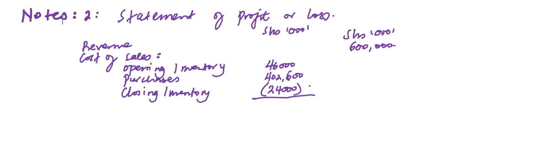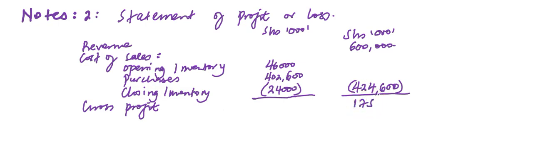How much is the cost of sales? So we get 46,000 plus 402,600, then minus 24,000. That gives us 424,600, which is deducted from the revenue to come up with our gross profit. Now the gross profit, that is how much? That is 175,400. Then you'll have to less check the operating expenses.